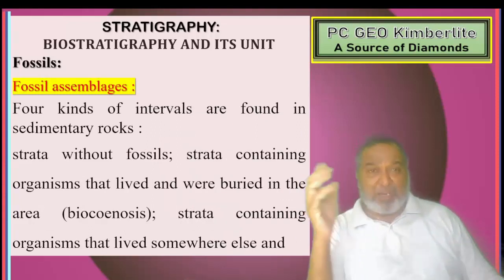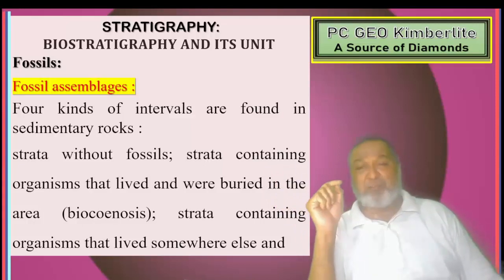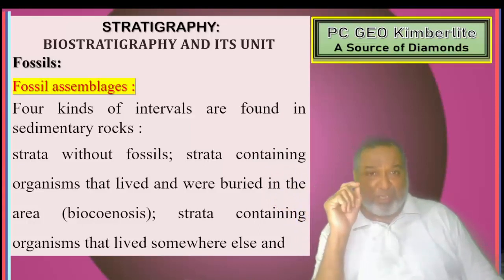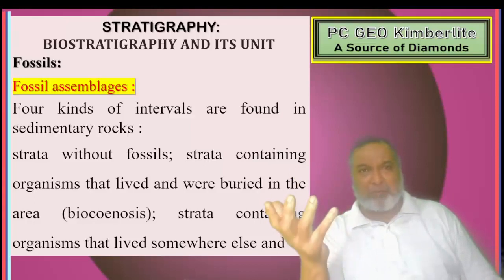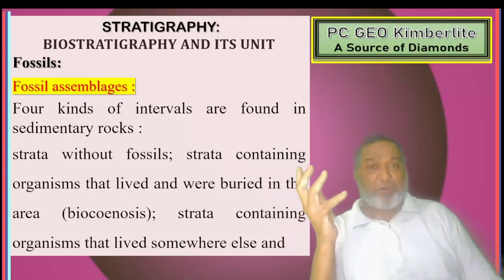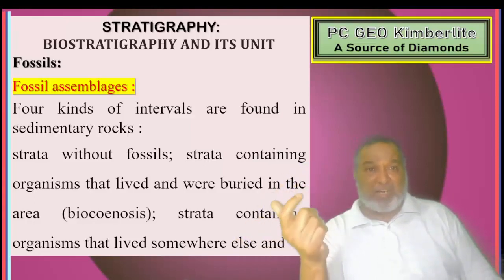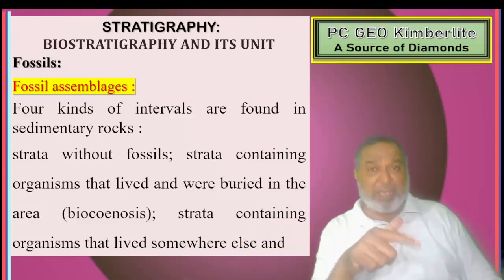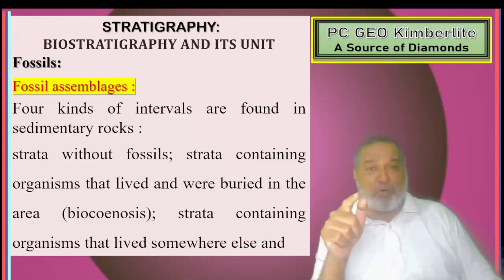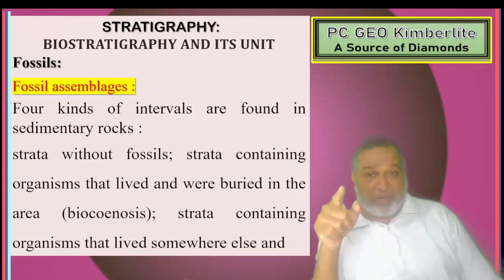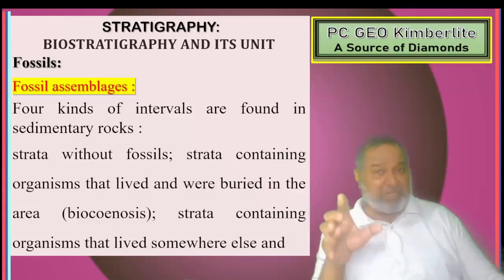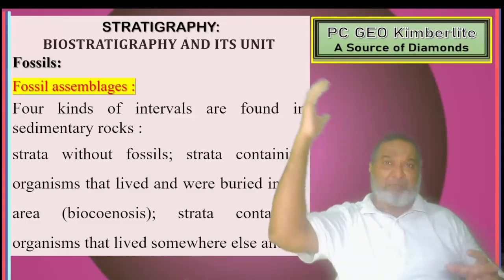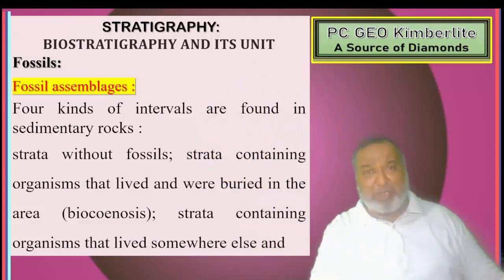Fossil assemblages. What are fossil assemblages? Four kinds of interval are found in sedimentary rock. Strata without fossils, yes, that might happen: sedimentary rock without any fossils. Strata containing organisms that lived and were buried in the area, biocoenosis, and strata containing organisms that lived somewhere else. That is very important: organisms that did not live in this particular environment, but lived somewhere else, and were then deposited here.